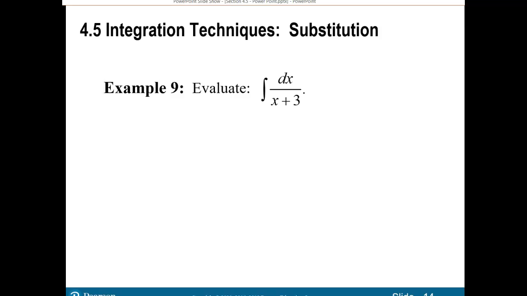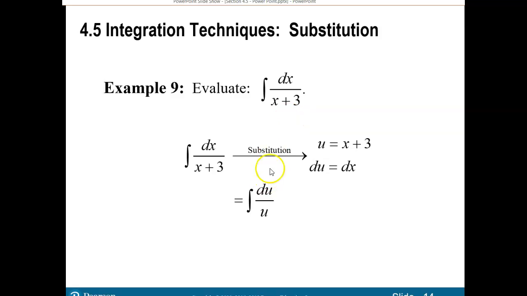Okay, this one. Integral of dx over x plus 3. All right, so I don't really have much to pick from here, so I'm going to let u be x plus 3. Notice the derivative of x plus 3 is just 1, right? So there really does not need to be anything else involved. So that means it's probably going to work. So let u be x plus 3. So du is just 1 dx, right? So du is equal to dx.